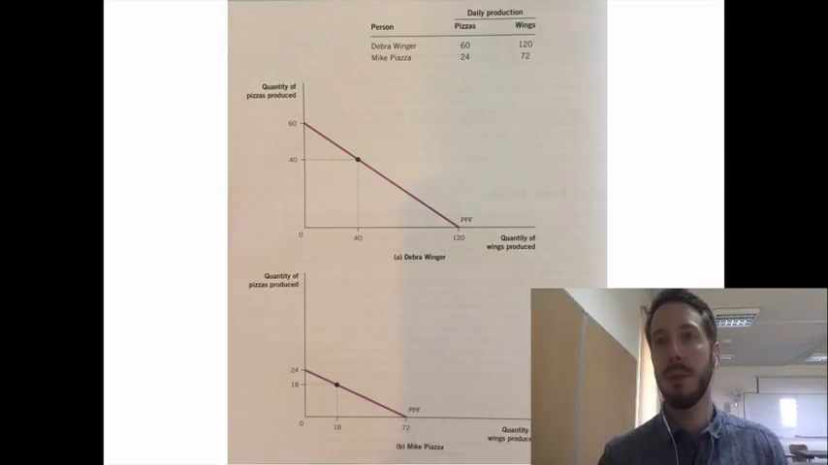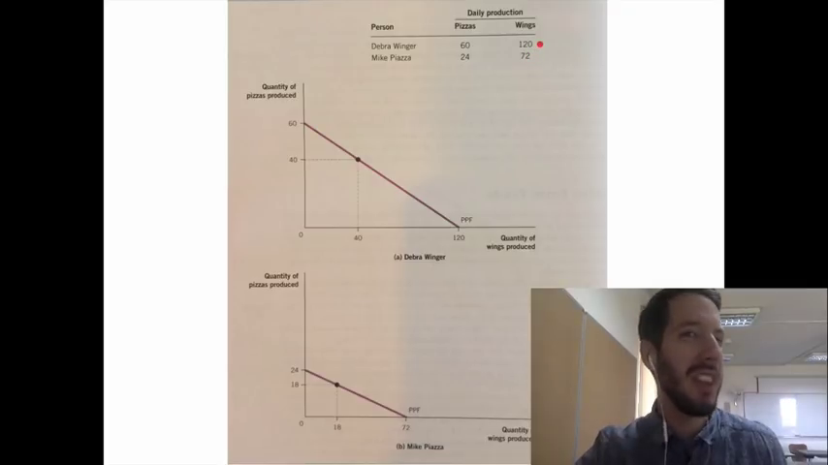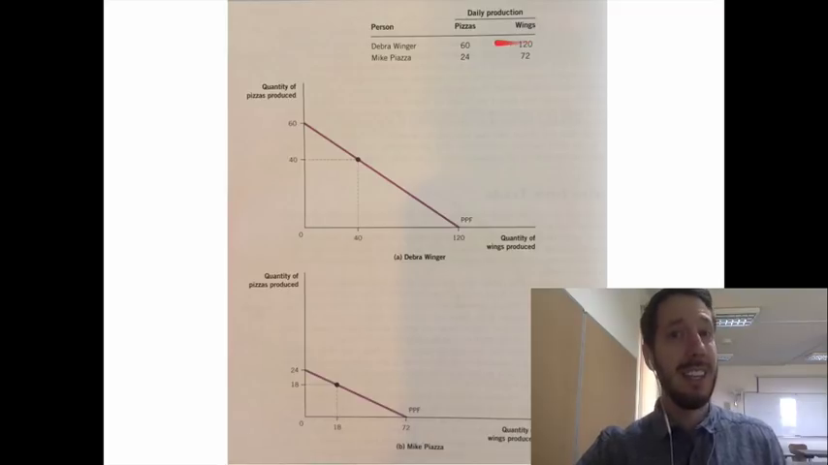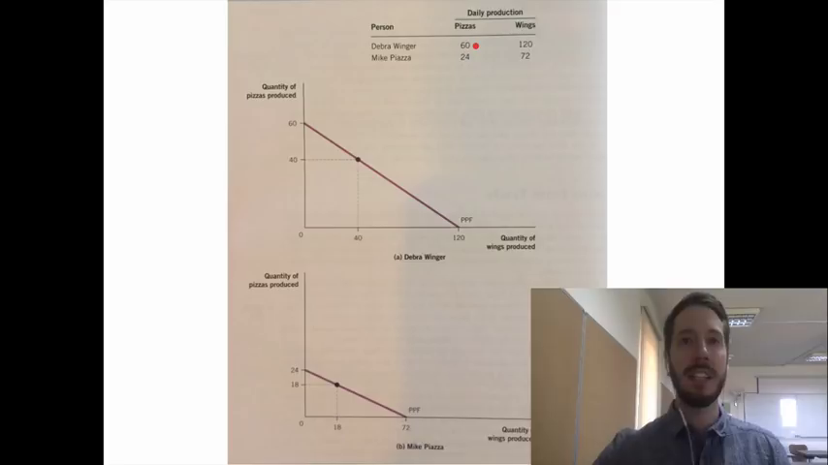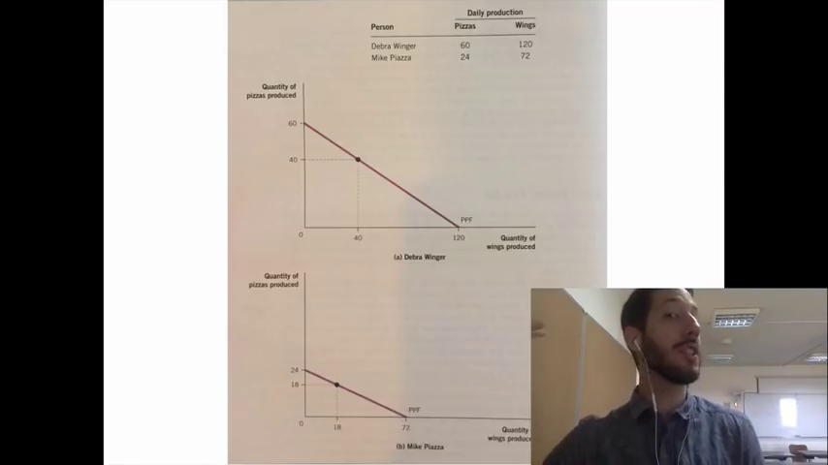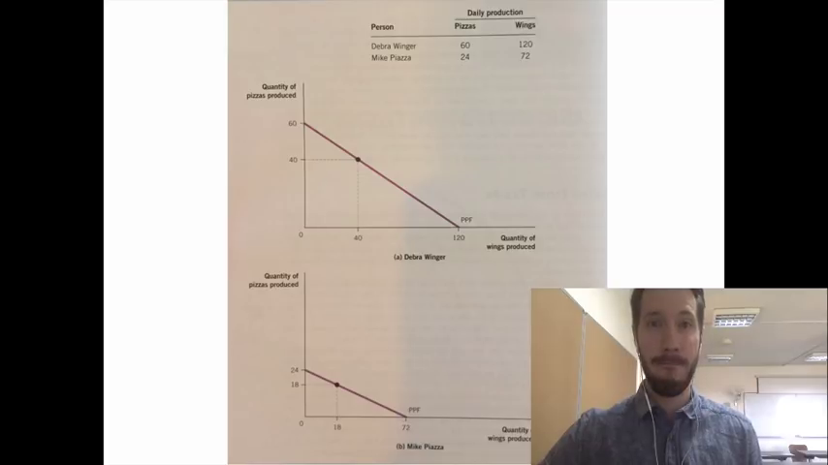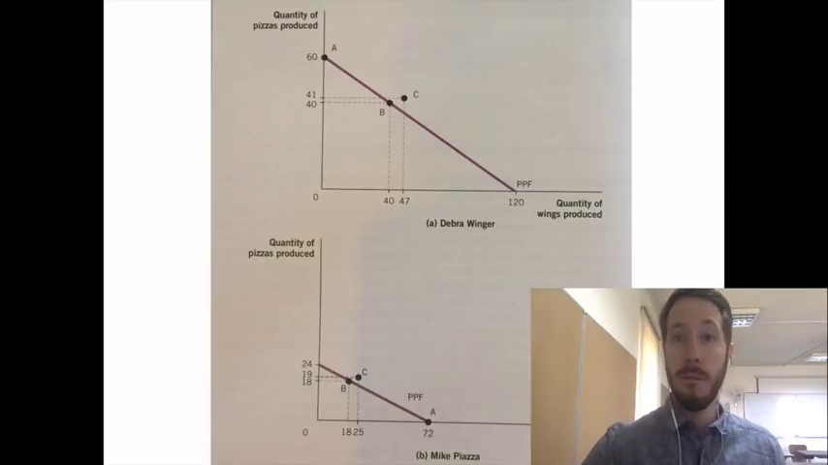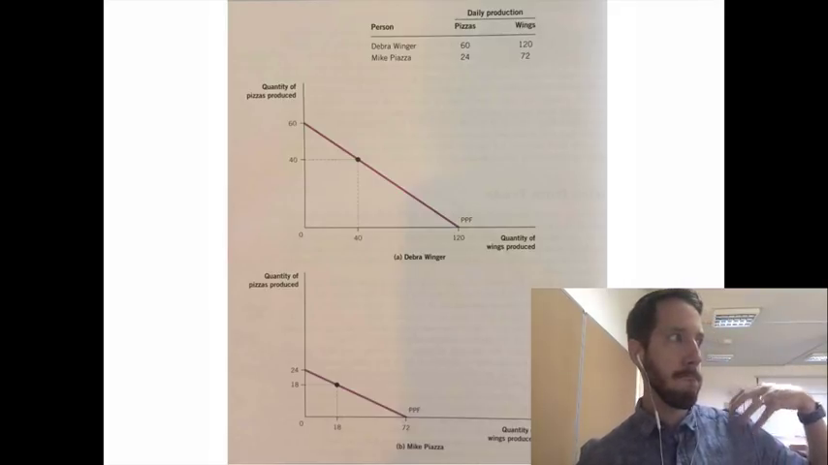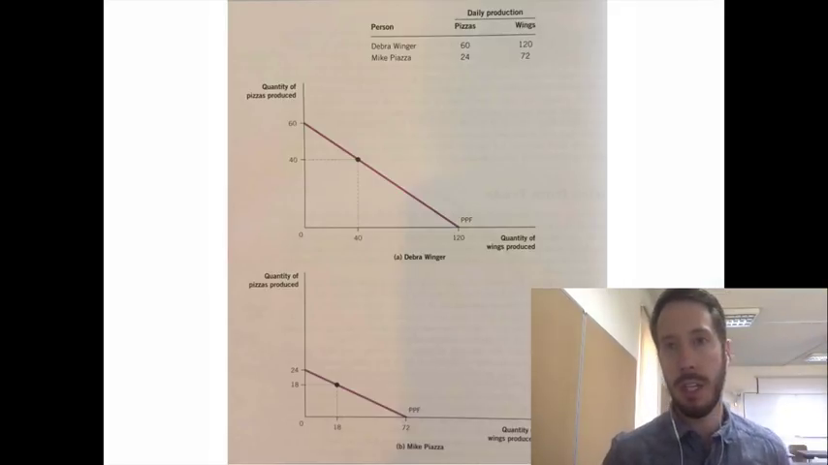Which person has absolute advantage on wings? It's the person with the bigger number. So Deborah has the absolute advantage on wings, and she has the absolute advantage on pizzas. She has the absolute advantage on both things that she can create. So does that mean she should not trade with Mike at all? No. So how can they determine what they should trade and what they should specialize in making? Well, it's very simple. All you have to think about is who has a lower opportunity cost.